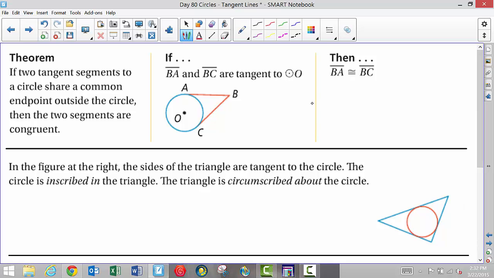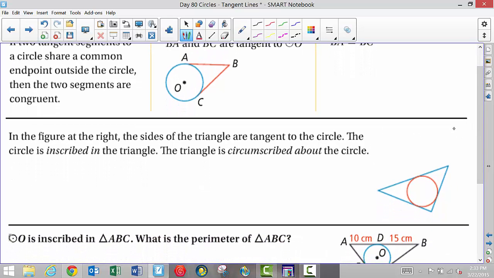Here is another segment rule for tangents. If BA and BC are tangent, then they also meet at a point outside the circle, and the segments are going to be congruent. So if you have two tangent lines that meet at a point, in this case B, then those tangent segments are going to be equal. So B to A and B to C are equal. Why? Because they all meet at B outside the circle.